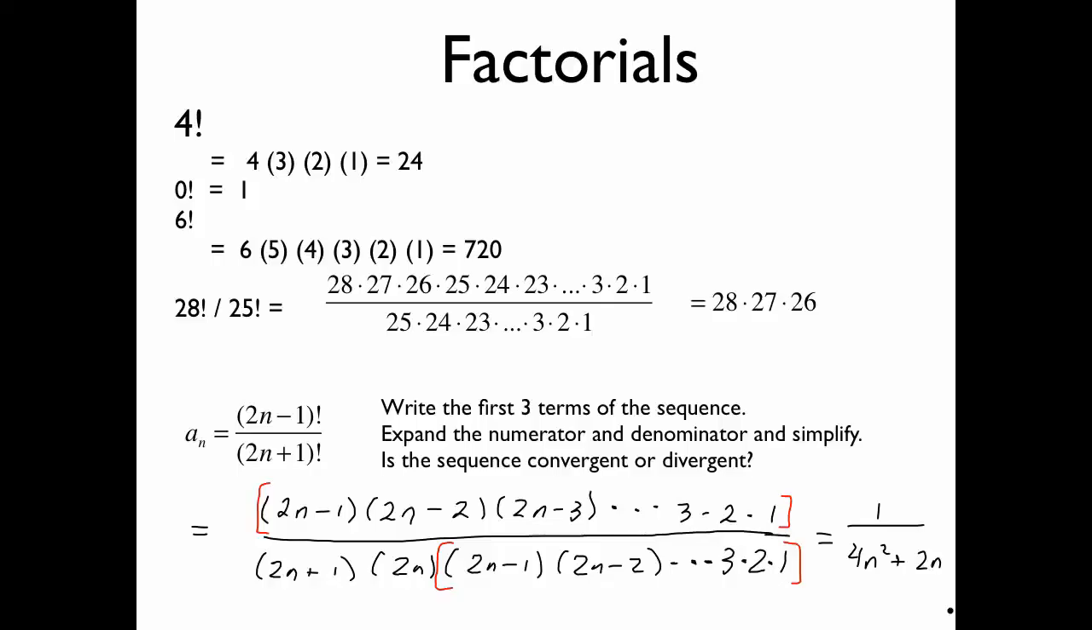Convergent or divergent? Convergent to 0, right? Super easy. That denominator is just going to get really big, and the whole fraction will approach 0. That's what we thought when we saw those first three terms. We conjectured it's going to converge to 0. So this is proof of that.